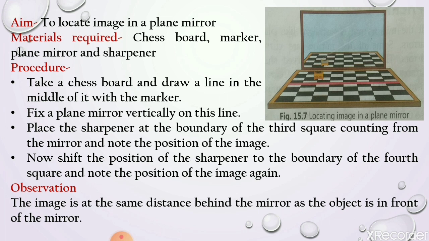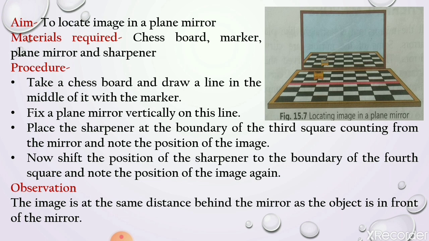Now, to locate the image in a plane mirror, in this activity we need a chessboard, a marker, a plane mirror and a sharpener. What we have to do is take a chessboard and draw a line in the middle of the chessboard with the marker. Now we have to fix a plane mirror vertically on this line, as you can see in the diagram.